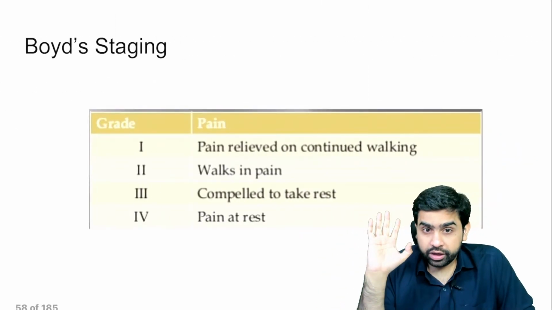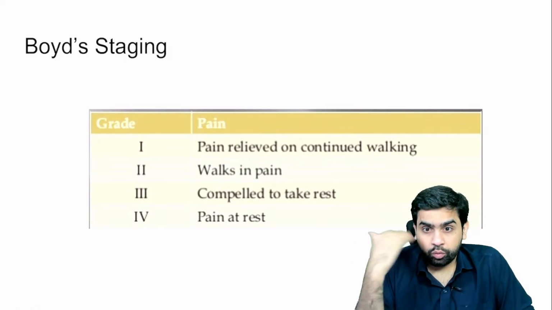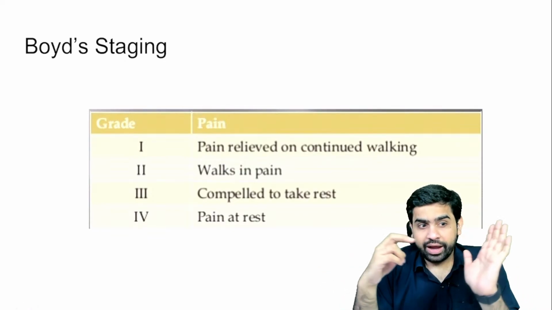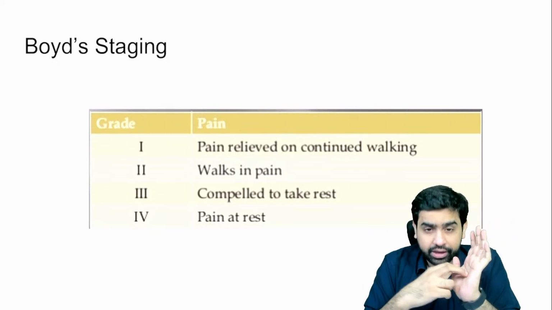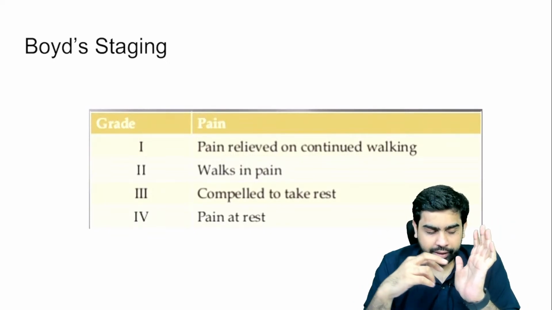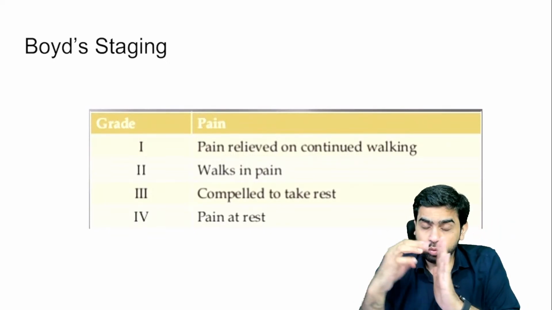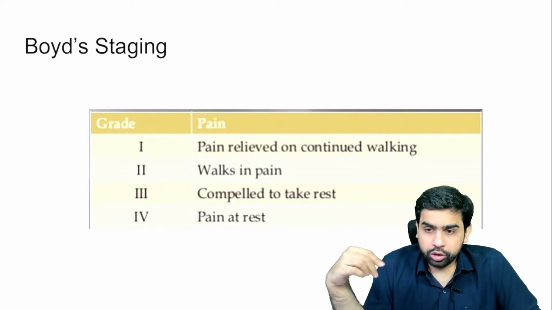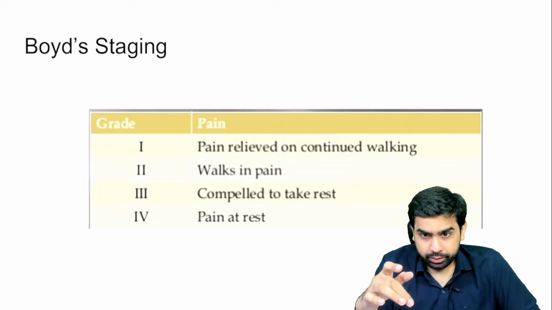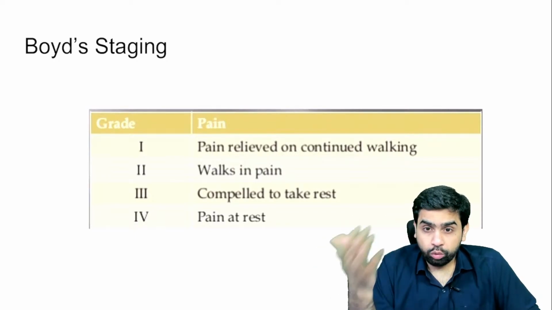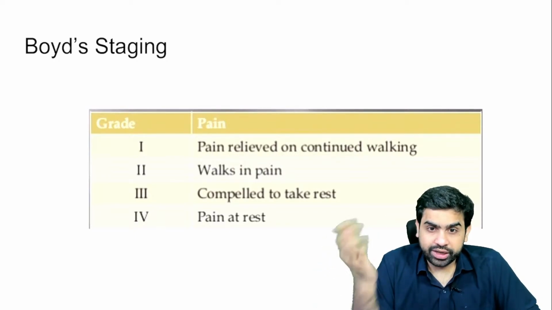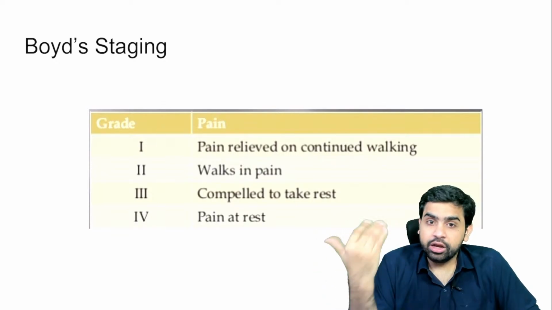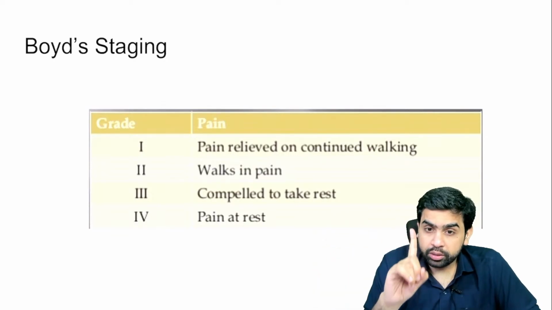Now there is something called Boyd's classification. What is this Boyd's classification? When the patient starts to walk and gets the pain, what is going to happen? When the patient continues to walk, the pain goes away. This is Boyd's type 1. Why does this happen? Once the patient started to walk, the patient got a pain, and because of the local factors, the blood flow to that area got increased, and whatever toxic metabolites were there got washed away, and that is why the pain disappeared. This is Boyd's type 1.